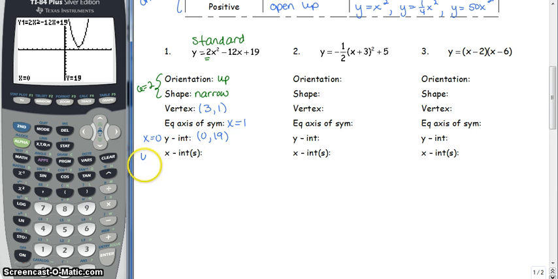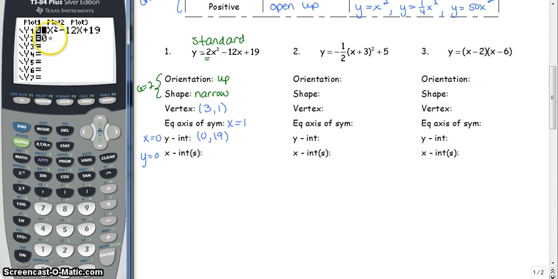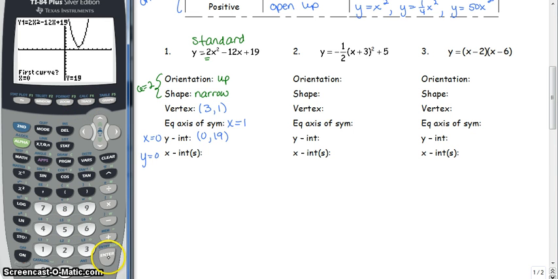If we want our x-intercepts, that's when y is 0. And remember, that's why we put that y2 equals 0. So I can just find the intersection. So I go to second trace, number 5. First curve, enter. Second curve, enter. Find where they intersect.